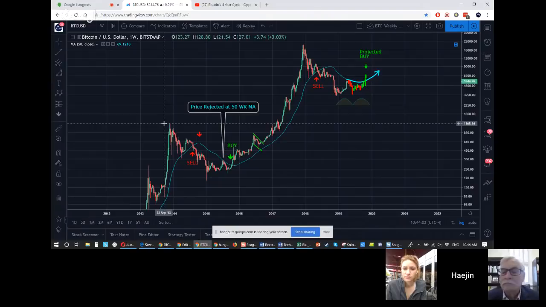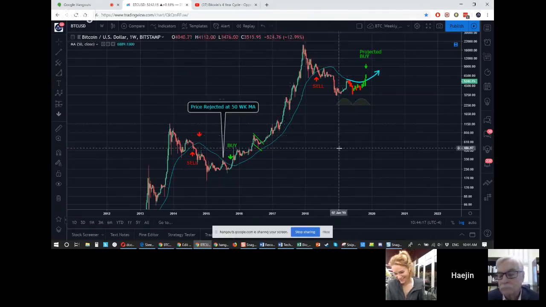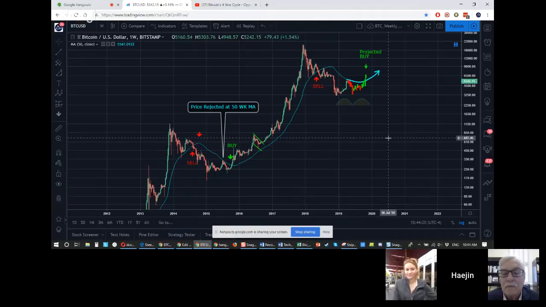So if we go to 1,000, I think this will be the wave 5 right here. That'll be the alternate count. If we go below this peak of 1165, this will be a wave 5, and we're going to retrace probably below that.